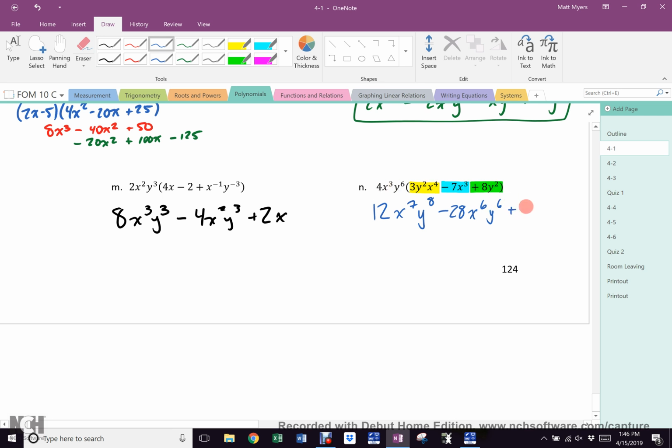Plus 4 times 8, 32. x to the 3, and y to the 8th. Now, is this in proper order? Again, I don't care, but is it? Yeah, because we start with the x's: 7, 6, 3. It's in the right order. Okay? Everybody understand? But again, I don't care about that order. Is everybody good? Can everybody multiply? Nathan.